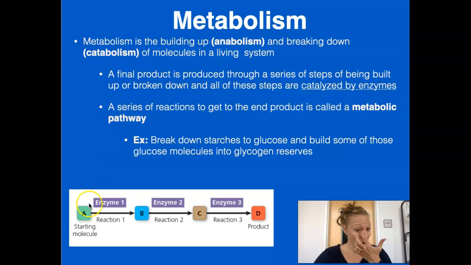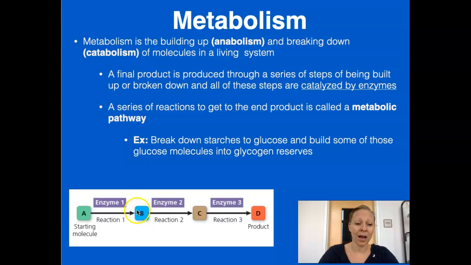And here, all of the chemical reactions in our body happen in metabolic pathways. And so let's look at an example of a metabolic pathway. If we were to eat a potato and get some starch into our system, what we're first going to do is break down that starch. We are going to catabolize that starch into glucose molecules. And so here's our starting molecule, a starch. And an enzyme is going to break down the starch into glucose molecules. It's going to catabolize it.